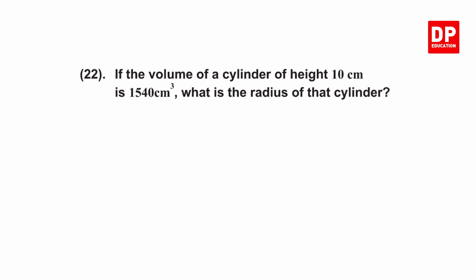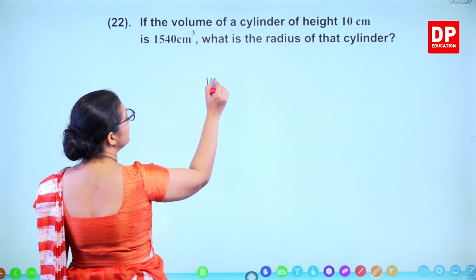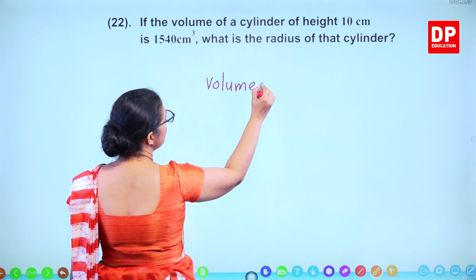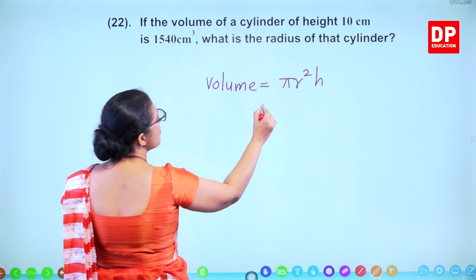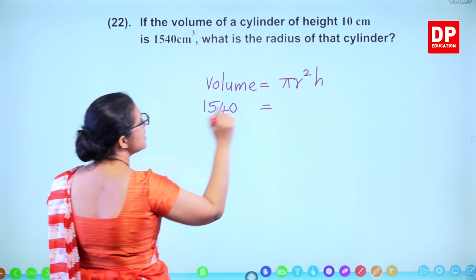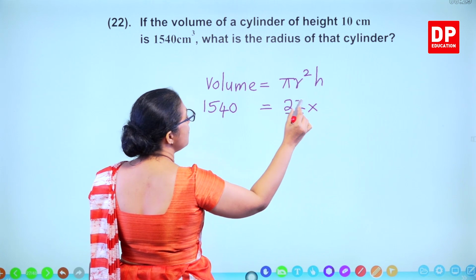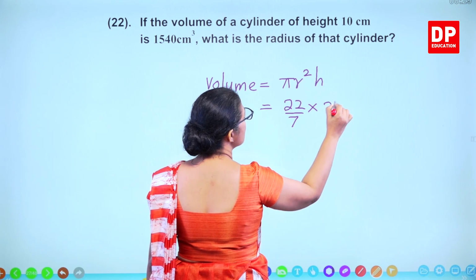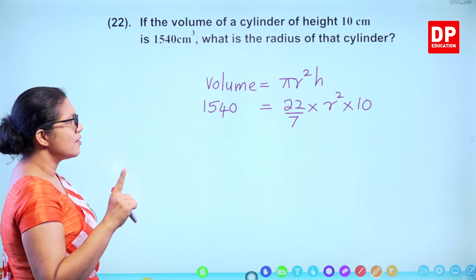22. If the volume of a cylinder of height 10 centimeters is 1540 cubic centimeters, what is the radius of that cylinder? What's the volume of a cylinder? Volume is pi r squared h. But volume is given, 1540 cubic centimeters. Pi take as 22 over 7. And we need to find out the radius. So r squared, and the height is given, 10 centimeters. So find r squared.